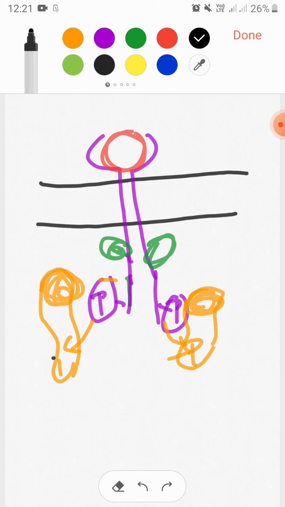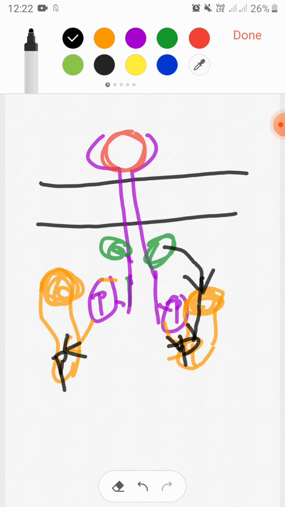Let me change the color here. Phosphorylated, also get phosphorylated here, and after that the Janus kinase phosphorylates these tyrosine residues, and after that the STAT molecules dissociate from the receptor.